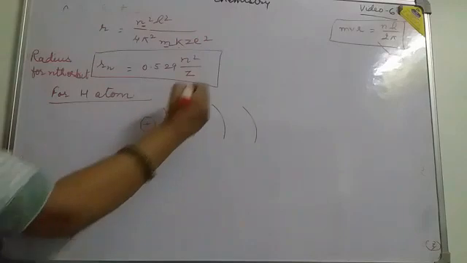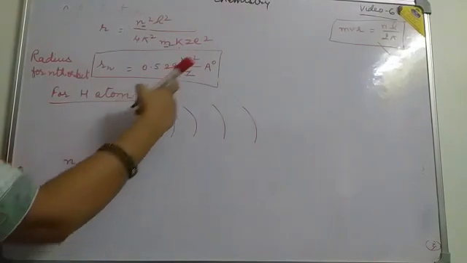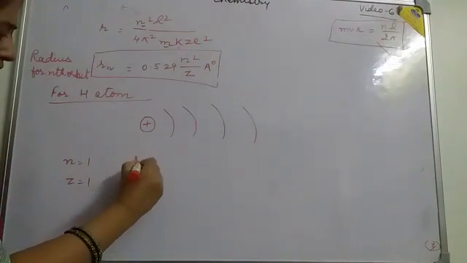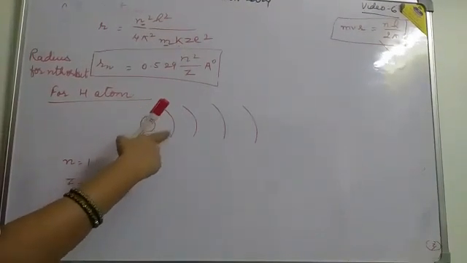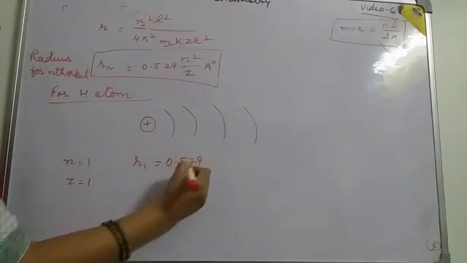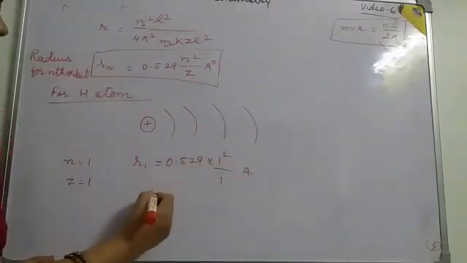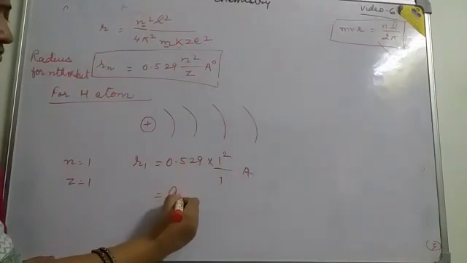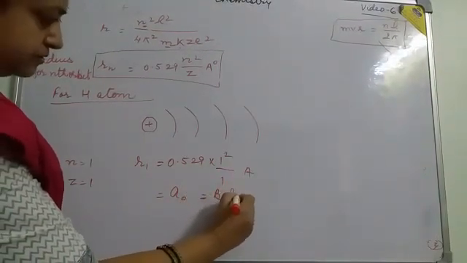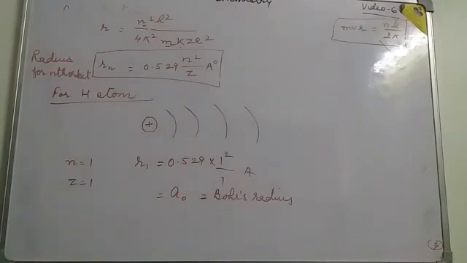So if we consider n equal to 1, and the Z of the hydrogen atom is also 1, Z is equal to 1, then the formula for R1, the radius of the first orbit of hydrogen, is equal to 0.529 into n square, that is 1 square by 1, angstrom. This value we can call a naught, or the Bohr radius. This a naught is called the Bohr radius.